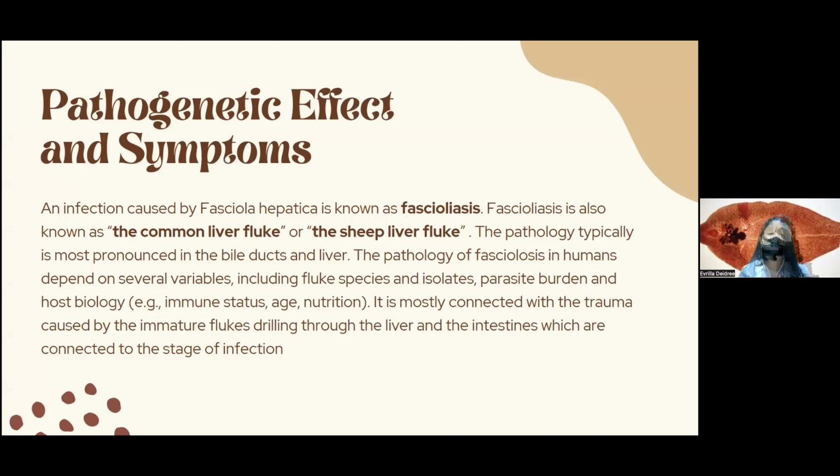So, an infection caused by Fasciola hepatica is known as fascioliasis. Fascioliasis is also known as the common liver fluke or the sheep liver fluke. The pathology typically is most pronounced in the bile ducts and liver. The pathology of fascioliasis in humans depends on several variables, including fluke species and isolate, parasite burden, and host biology. It is mostly connected with the trauma caused by the immature flukes drilling through the liver and the intestines, which are connected to the stage of infection.